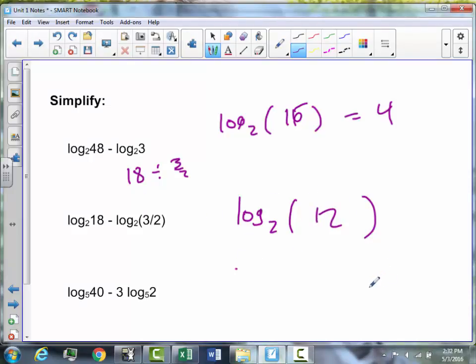So here's a bit of an issue then. Does 2 go into 12?